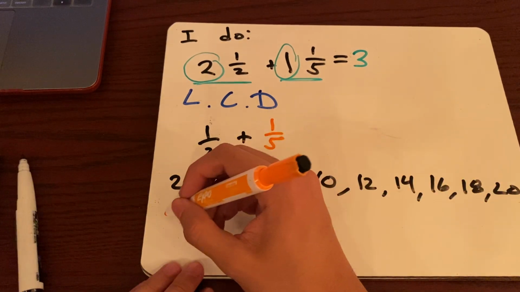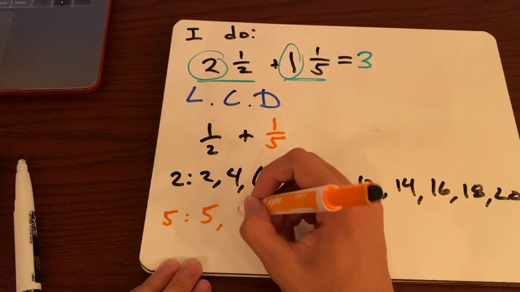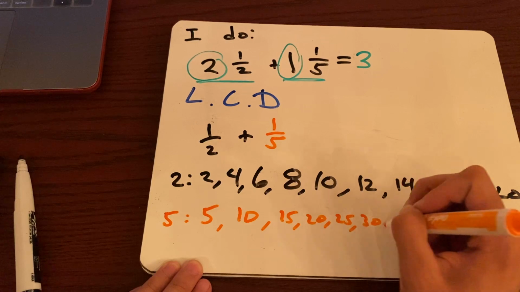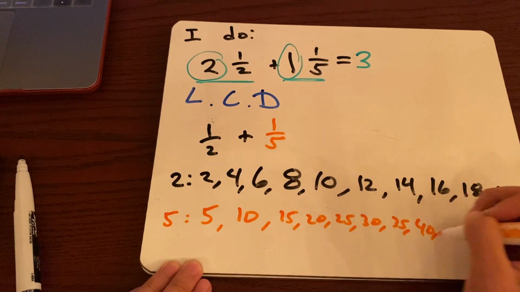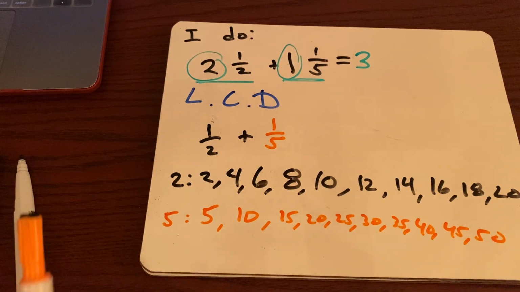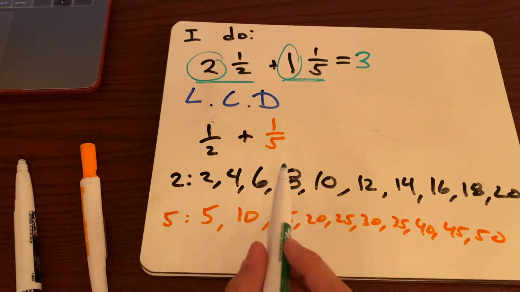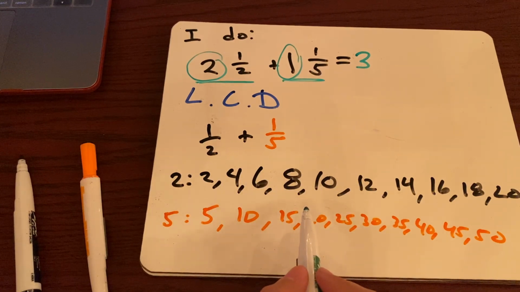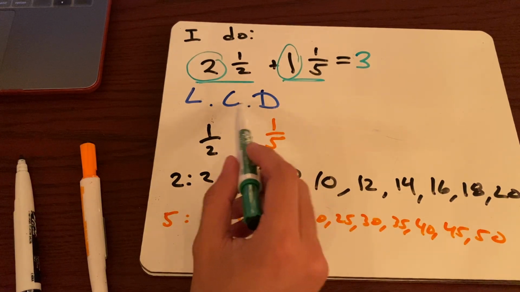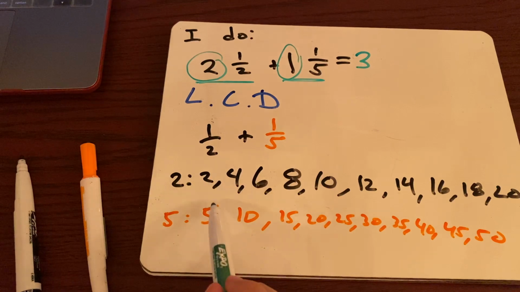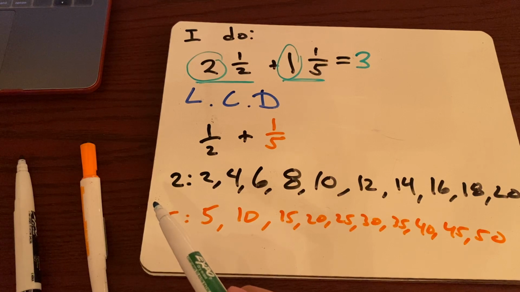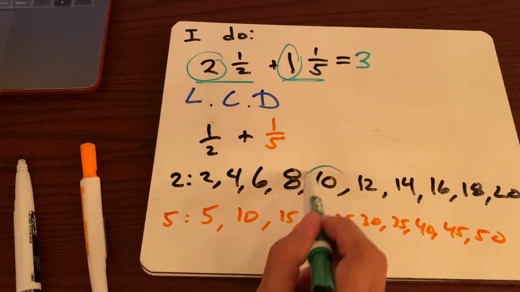Next up, let's do the same thing for 5. I have 5, 10, 15, 20, 25, 30, 35, 40, 45, 50. Okay. Now, let's see our two lists and see if we have any numbers that they share, right? They have to be a common number. That's why it's a common denominator. Let's see, 2, 5, 4, 10, 6. Oh, I found it. Did you find it? The number that they both have in common? Yeah, right? 10.